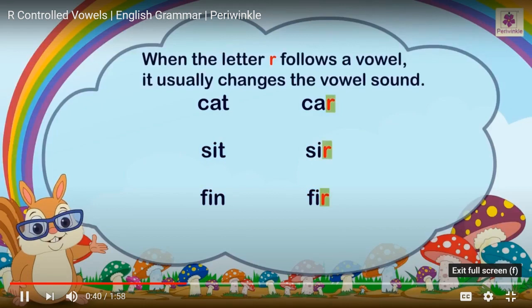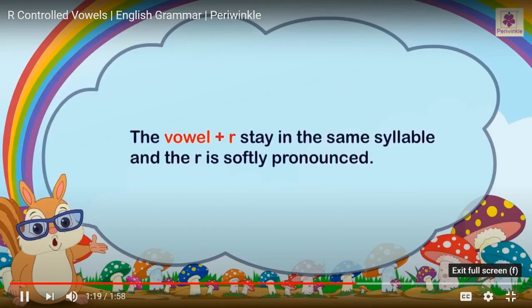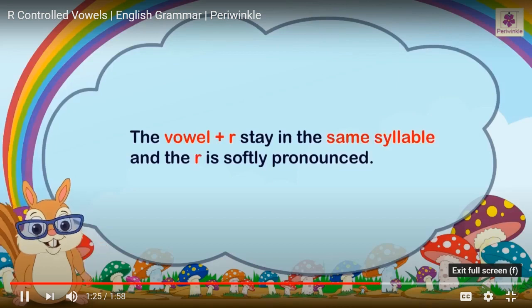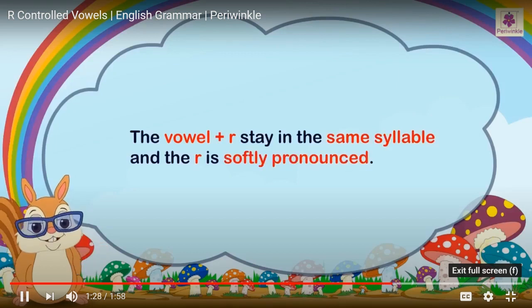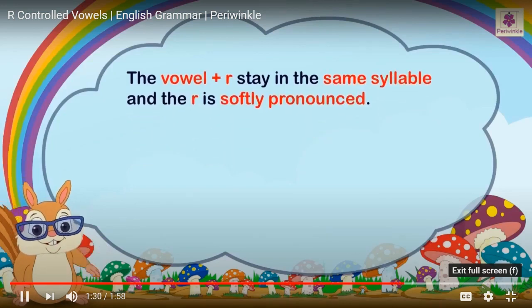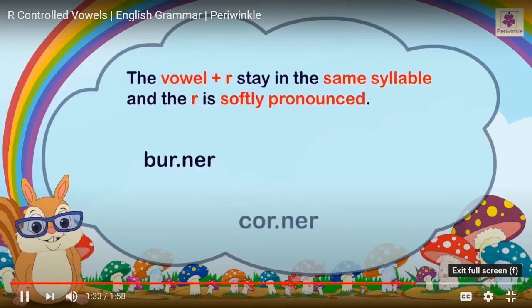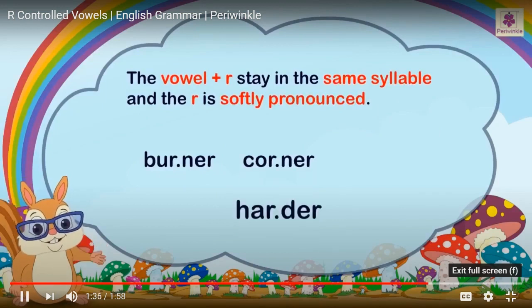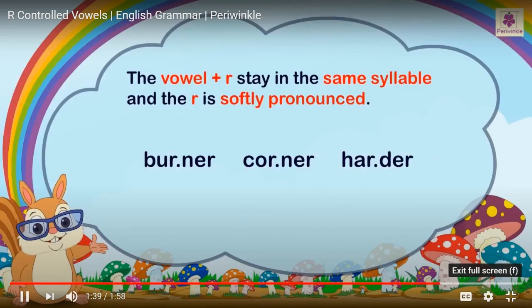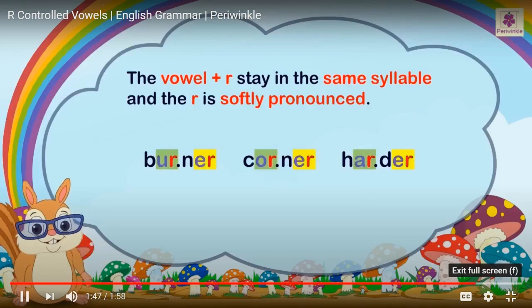When the letter R follows a vowel, the vowel is usually forced to change its sound. The vowel plus R stay in the same syllable and the R is softly pronounced. For example, burner, corner, harder. All these words have two syllables, where each of the syllables has vowel plus R.